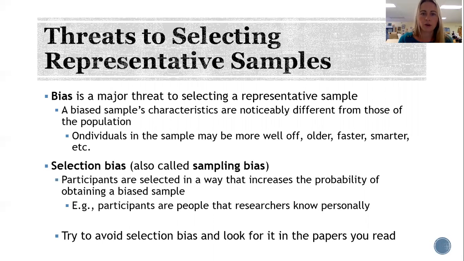So when you're doing your own research, you want to try to be aware of this, and you want to do what you can to avoid the selection bias. And you also want to look for it in the papers that you read as well, so that you can be critical of the conclusions that they draw.